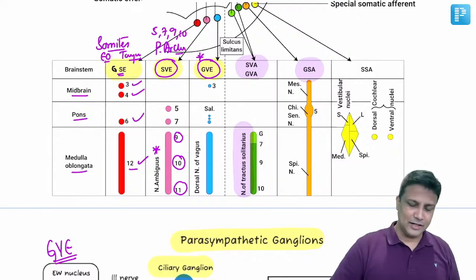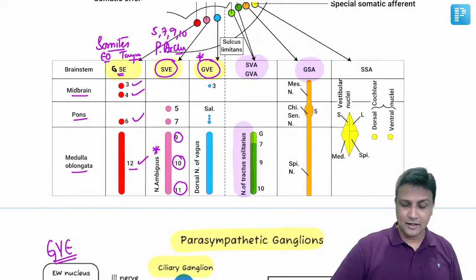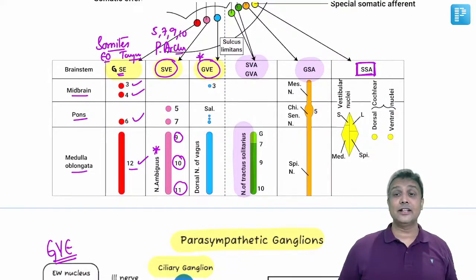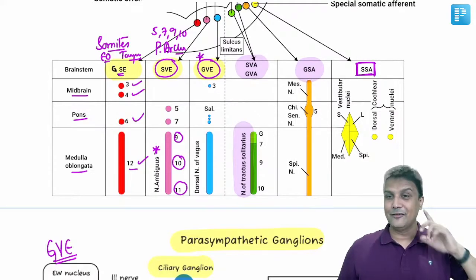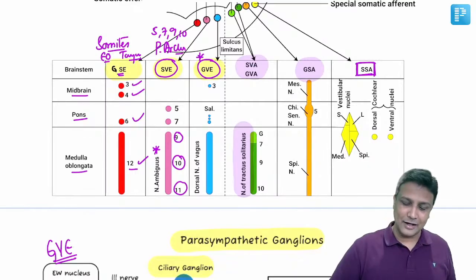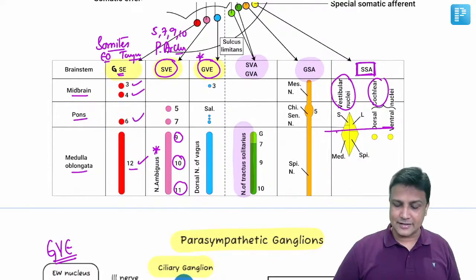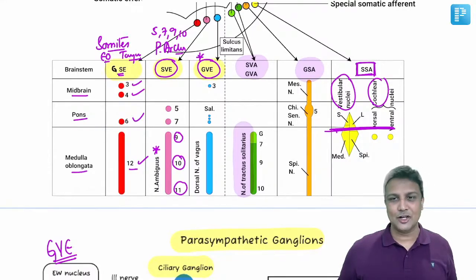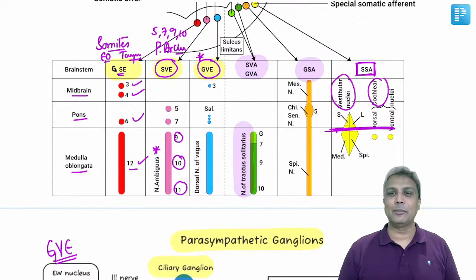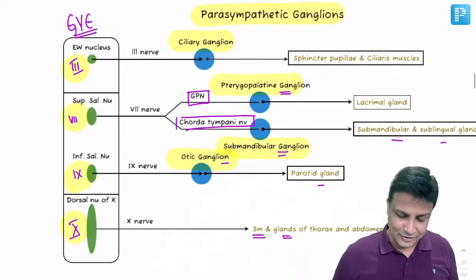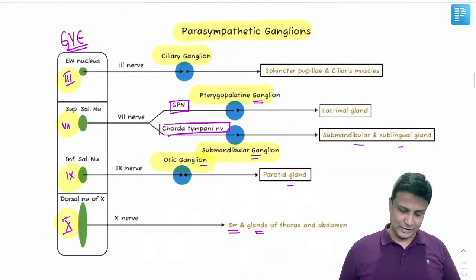And finally, this is totally a different column here, sir. SSA, special somatic afferent here. The special somatic afferent will include the nuclei belonging to your ear, that is the vestibular as well as the cochlear nuclei. Vestibular nuclei and the cochlear nuclei, and these nuclei are located exactly at the pontomedullary junction. In this manner, you can easily remember all the cranial nerve nuclei and their columns, and along with that, we're also done with the 4 parasympathetic ganglia located here, sir.